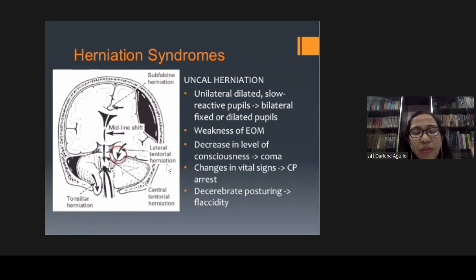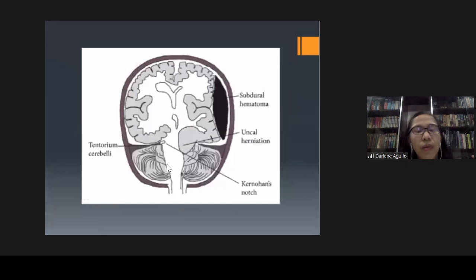So the patient also will manifest with decerebrate posturing, flaccidity. So again, yung subfalcial or subfalcine herniation usually detected by neuroimaging, ito clinical, no? Kaya malaki yung gamit ng iyong pen light. Okay, so this will just show you the Kernohan sign.